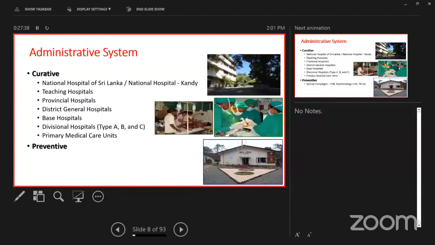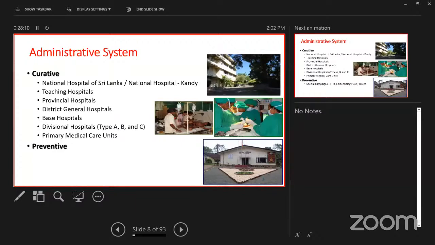Other than that, there is one category I missed here, the specialized hospitals. Specialized hospitals are where specialized services are provided. For example, Apeksha Hospital is caring for the cancer patients. Then the National Hospital for Respiratory Diseases in Welisara caters for special cases of respiratory diseases. Then the National Institute of Mental Health, for psychiatric patients, is located in Angoda.